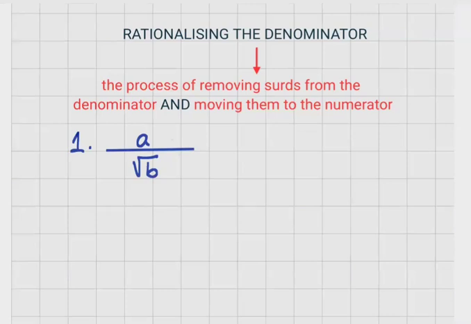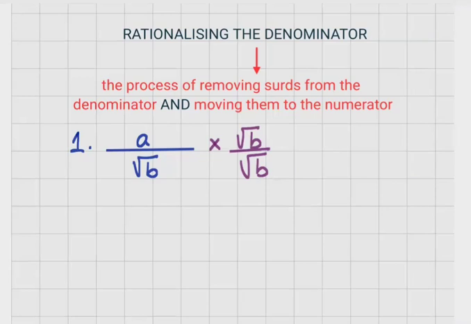Now, if I have just one term in the denominator, all I have is root b in the denominator. There's no other term. Then to rationalize this fraction, I would need to multiply it by square root of b over square root of b. This is going to get our job done. If I multiply the whole fraction by root b over root b, I'm going to be able to rationalize.